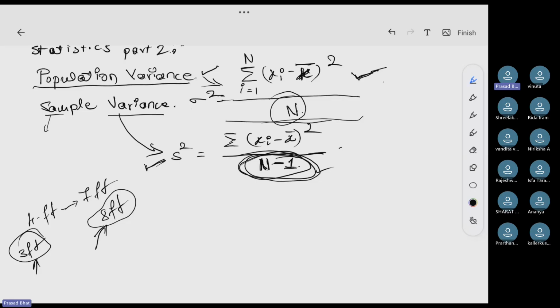The total result, whatever we get here, is divided by a comparatively smaller number compared to n, right? It is subtracted by 1, so it is smaller than n. So it is actually amplifying the result that we generally get from this formula. This value will be a little higher, right?